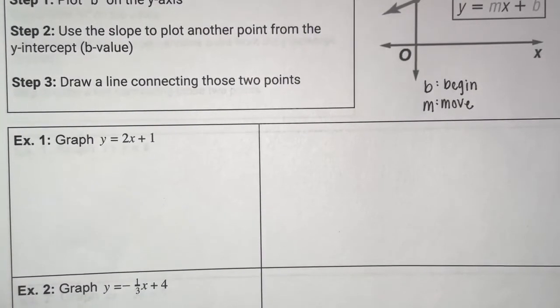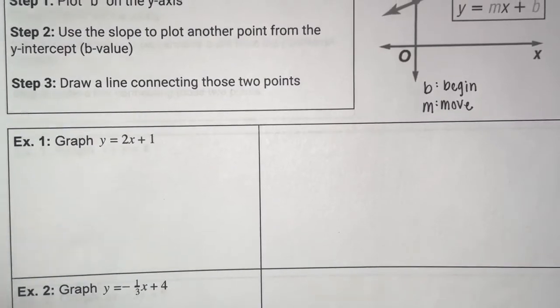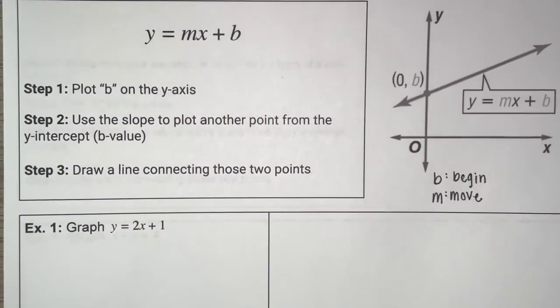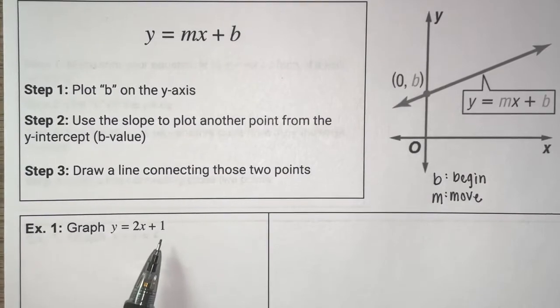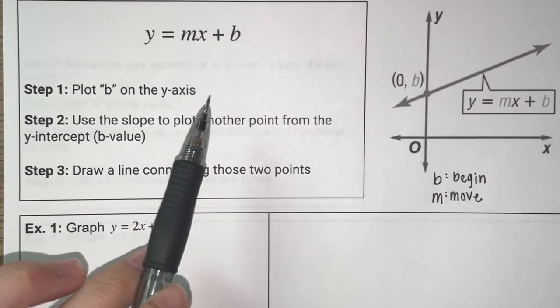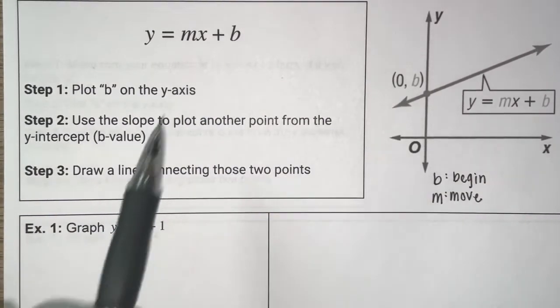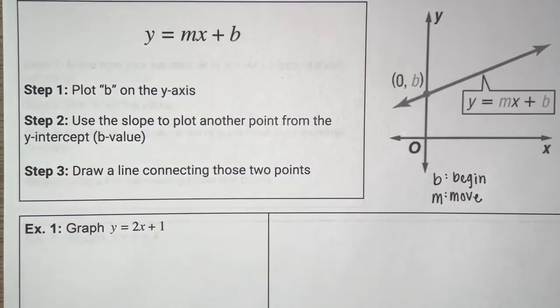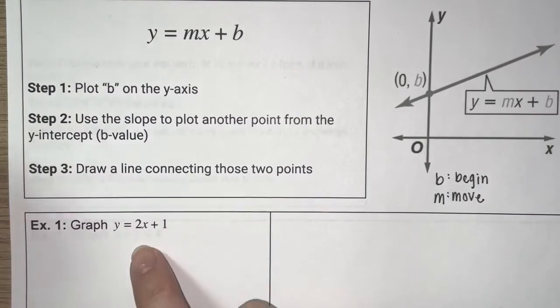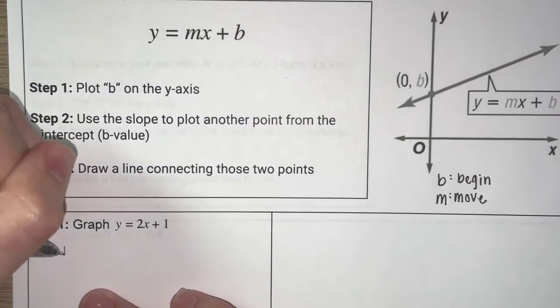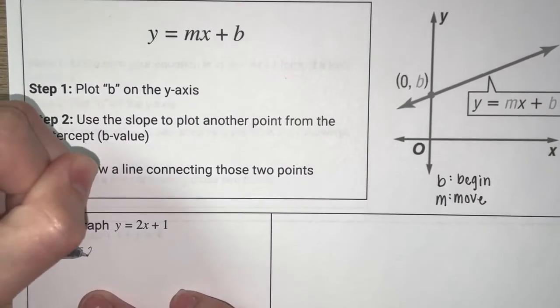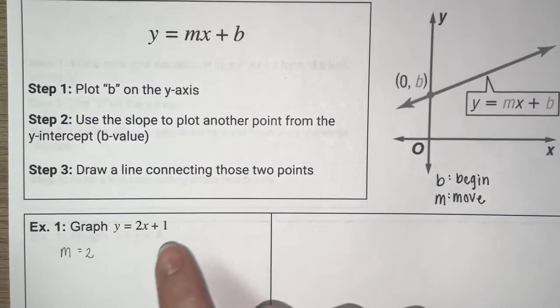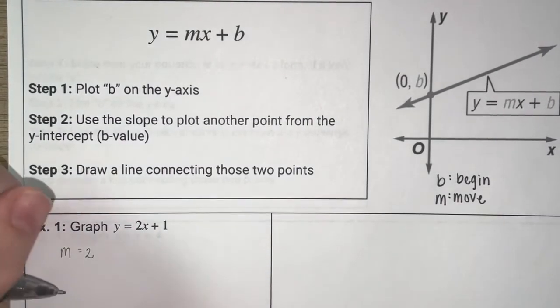The first thing that I want to do is identify what my slope and what my y-intercept are. So if we're comparing y = 2x + 1 to y = mx + b, we just need to see what number is being multiplied by x, that's my m, and what number is being added after, that's my b. So in this case, since a 2 is being multiplied by x, my slope is 2. And then since 1 is being added after, my b is 1.